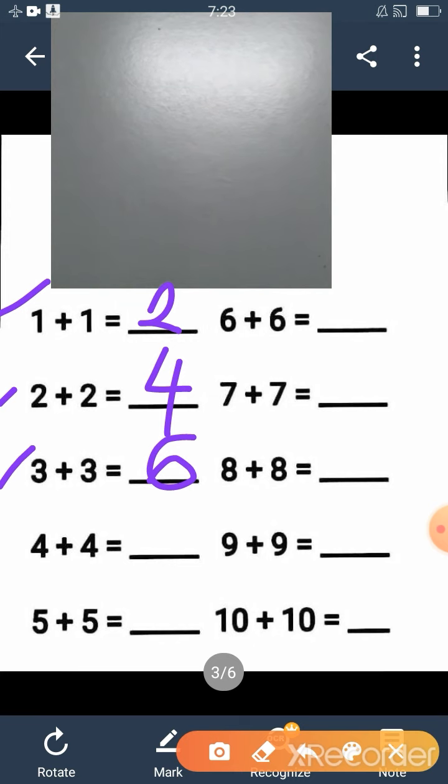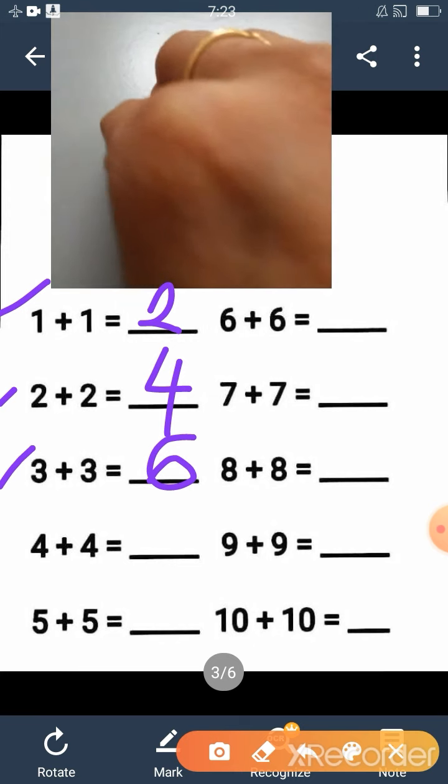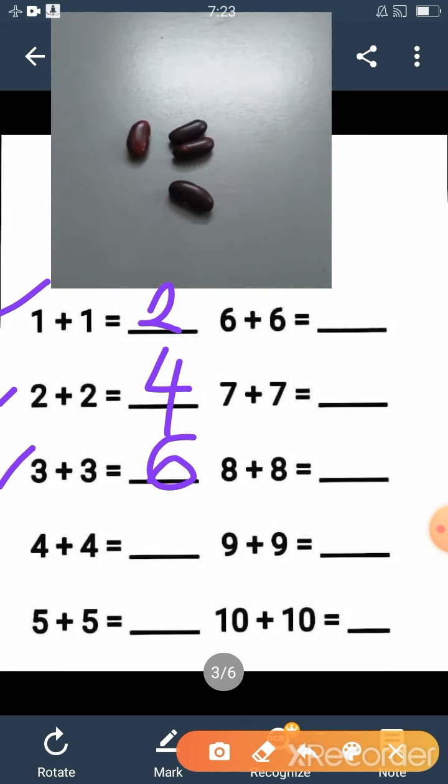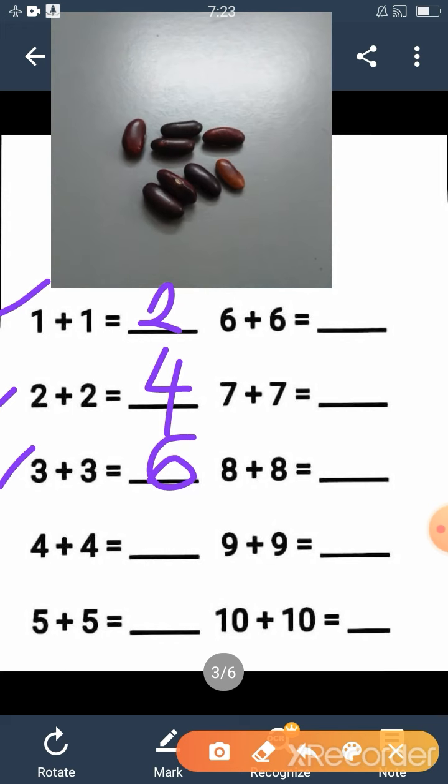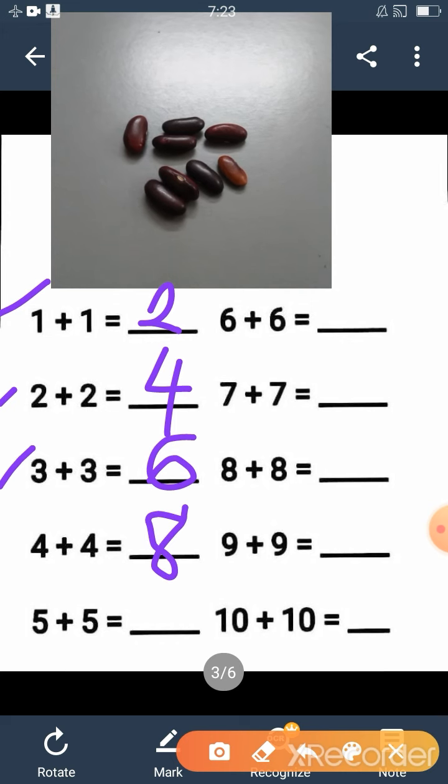Now children, they are saying to take 4 rajma seeds. So I have taken 4 rajma seeds and again 4 more rajma seeds I am putting in that. So in total how many rajma seeds? Yes, it will be 8 rajma seeds. So we got 4 plus 4 is 8.